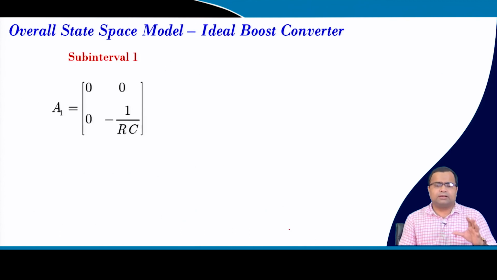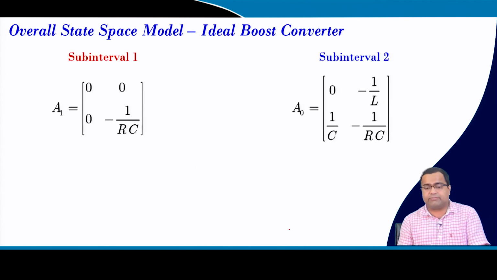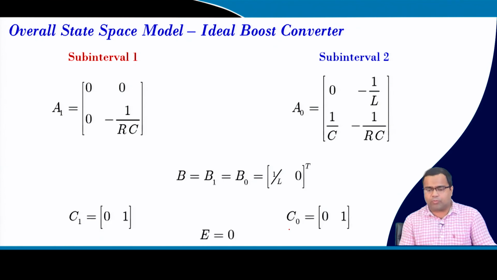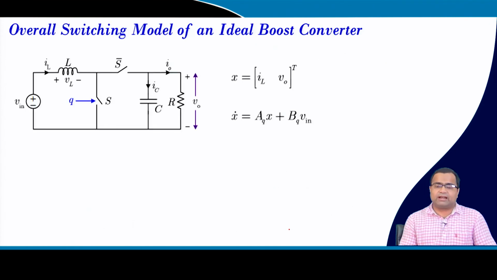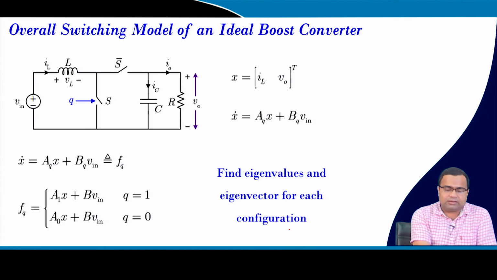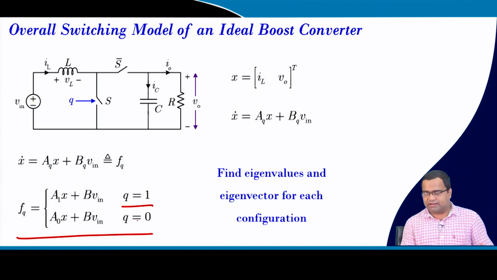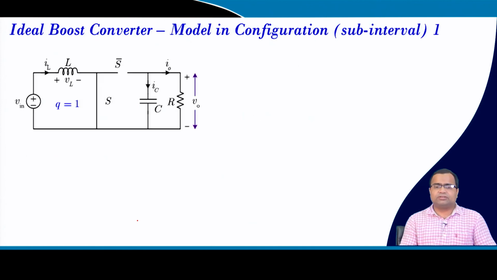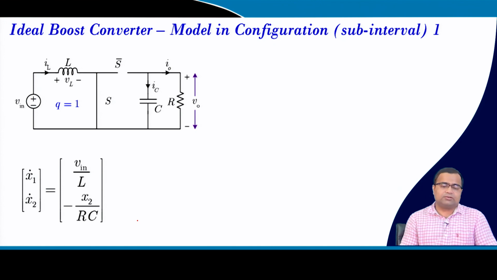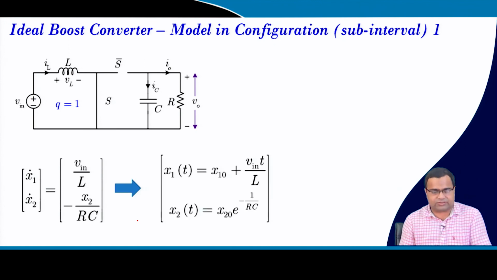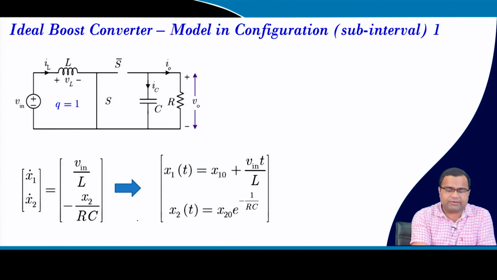Then we can write down the subinterval 1 and subinterval 2 different A matrix. B matrix will be common, C matrix will be common because it is an ideal converter. Then we can write the state space model, which for q equal to 1 and q equal to 0 will give different eigenvalues and eigenvectors. So for the different configurations we can get the solution, x1 dot from here, V in by 2 for the ideal boost converter during mode 1.